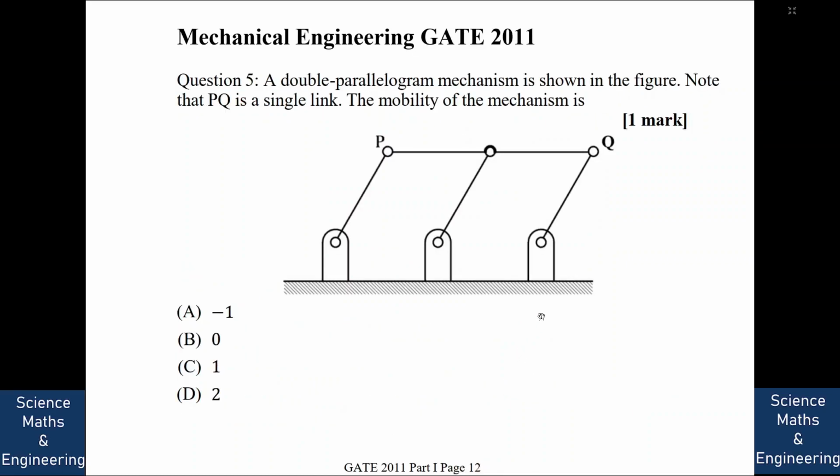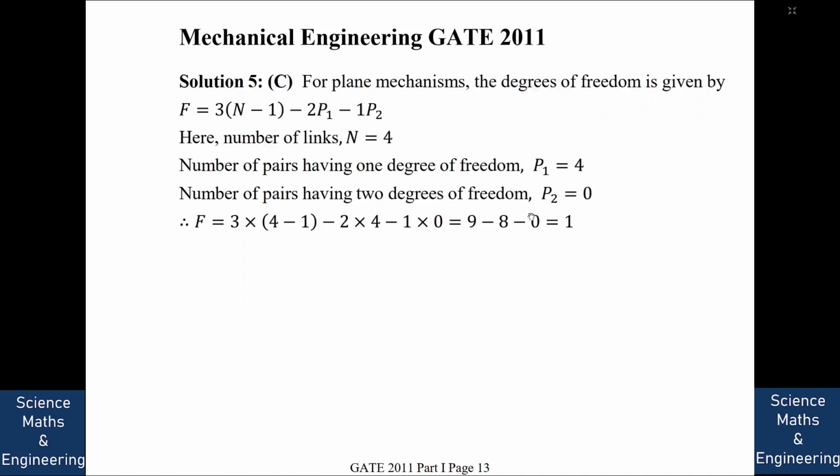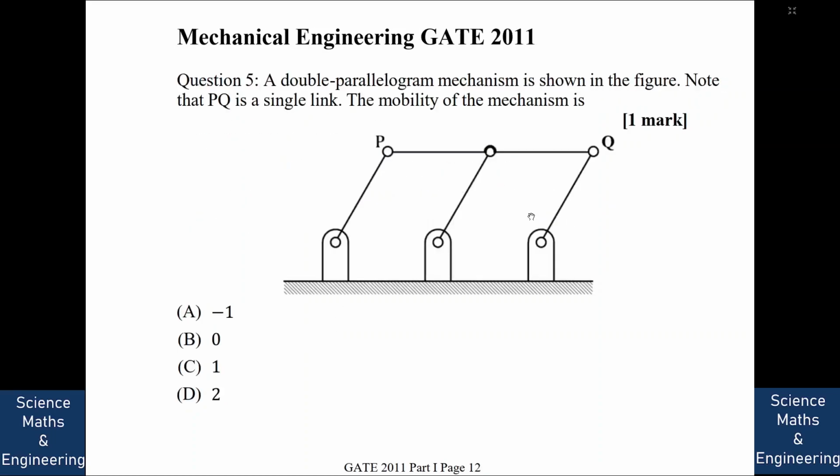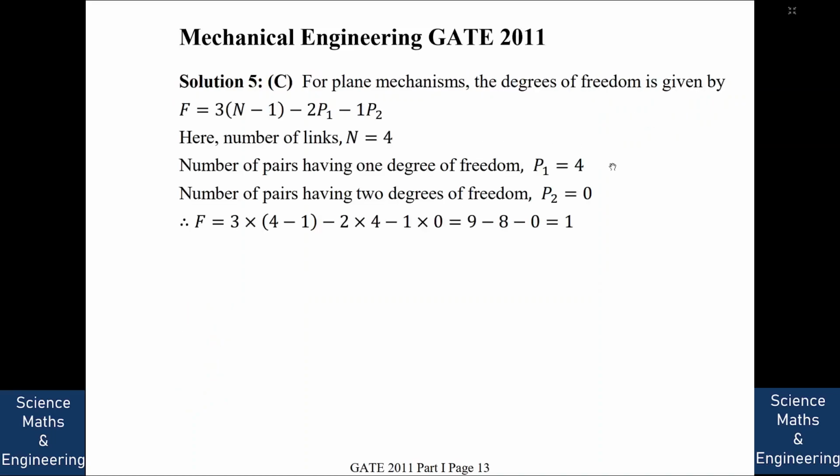A double parallelogram mechanism is shown in the figure. Note that PQ is a single link. So the mobility of the mechanism is: A. minus 1, B. 0, C. 1, or D. 2. So the answer is C, 1. Now if we see the figure, the number of links is 1, 2, 3 and this PQ is 4. So the number of links N is 4.